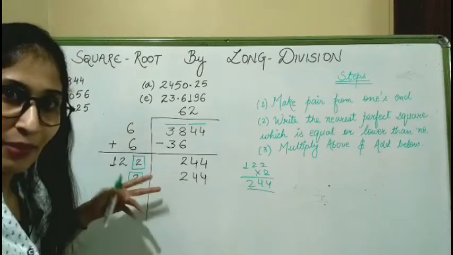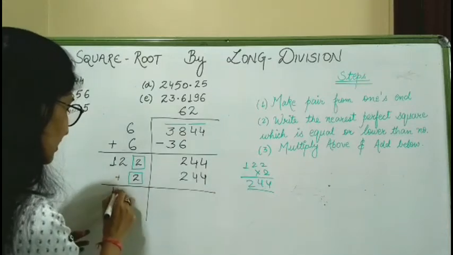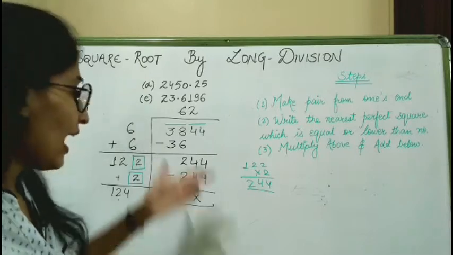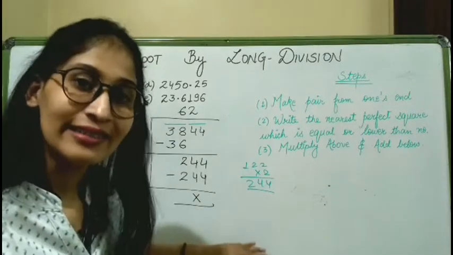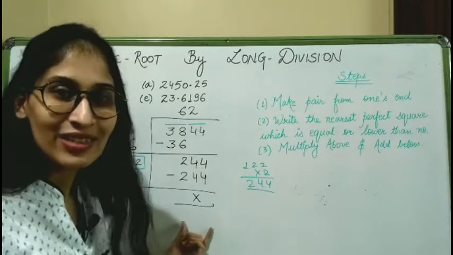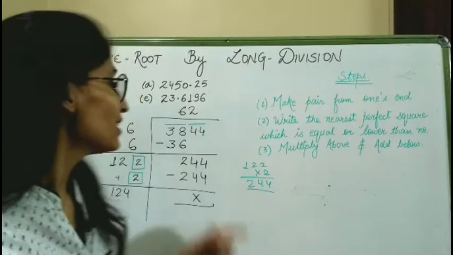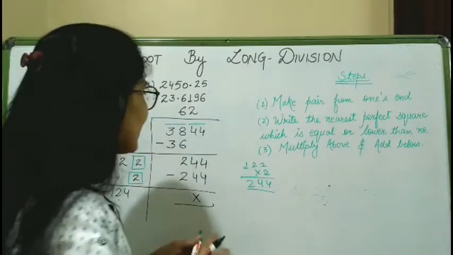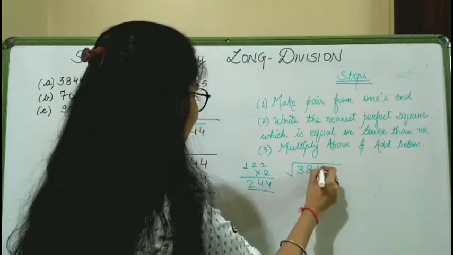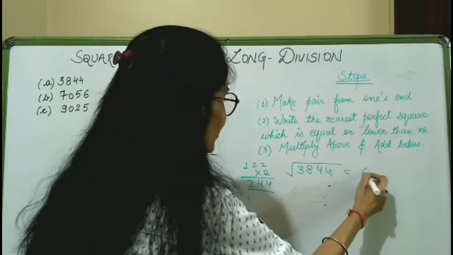Product, multiply above and add below. Subtraction will be 0. I have to continue this step until I get the result as 0. Once I get the result as 0, we are done with the square root. So the square root of 3844 is equal to 62.